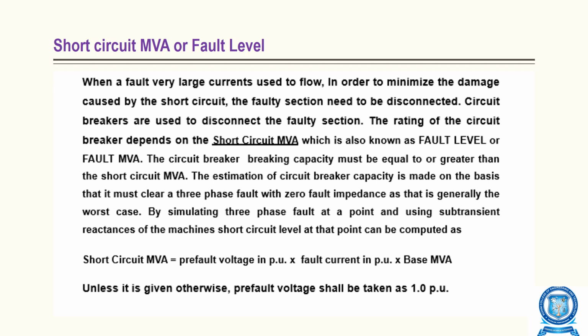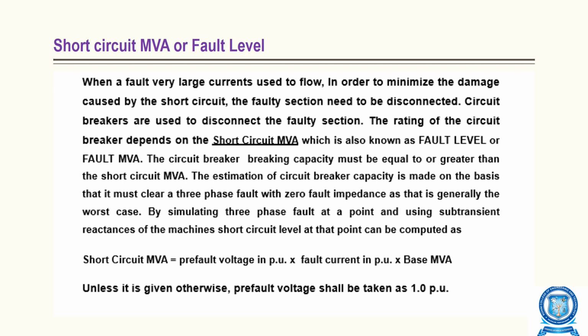Short circuit MVA or the fault level. When a fault occurs, very large current used to flow. In order to minimize the damage caused by short circuit, the faulty section needs to be disconnected. The circuit breakers are used to disconnect the faulty section. The rating of circuit breaker depends on the short circuit MVA, which is also known as the fault level or the fault MVA.